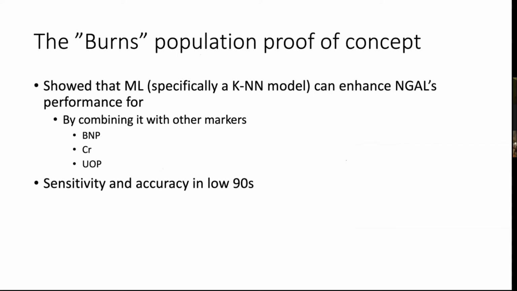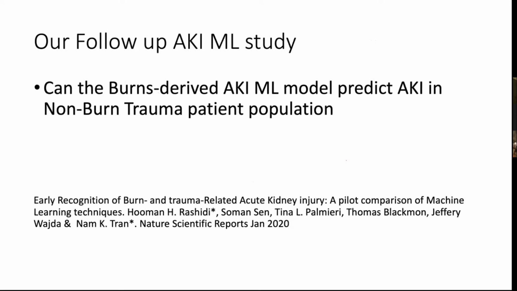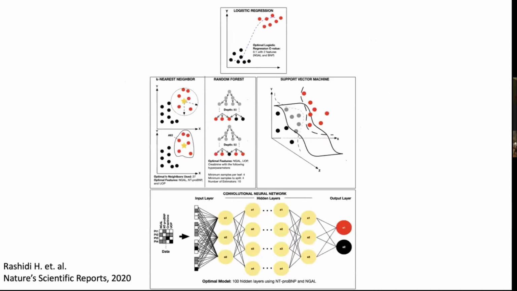So imagine you're going from a KDIGO in the 50s to an NGAL, which can get you into the high 70s, and now you're going into the low 90s. So clearly there's a role for machine learning in terms of enhancing this process. Our follow-up studies showed the same thing, and that was exciting because our models were actually able to perform even outside of the burns population. So the non-burn trauma patient population also did really well when we looked at our acute kidney injury prediction. And this is basically showing that there were different algorithms that did really well, including a neural network.